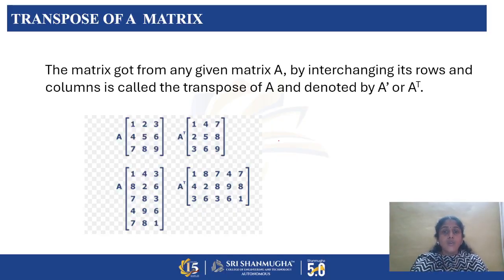Transpose of a matrix. Now how do we find the transpose of a matrix? It is the matrix got from any given matrix A by interchanging its rows and columns. Whenever I interchange the rows into columns, it becomes the transpose of the matrix. It is denoted by A dash, or it is called A transpose, AT. For example, if you see the matrix A, this matrix A is defined with 1, 2, 3 as the first row. If I want to write A transpose, this 1, 2, 3 becomes the first column. 4, 5, 6 is the second row, now 4, 5, 6 becomes the second column. 7, 8, 9 is the third row, now 7, 8, 9 becomes the third column. So this is how we define the transpose of a matrix. Similar examples you can check and see for the next example.